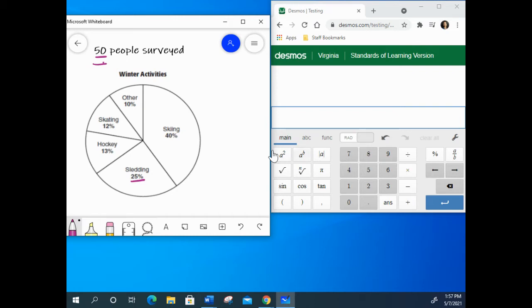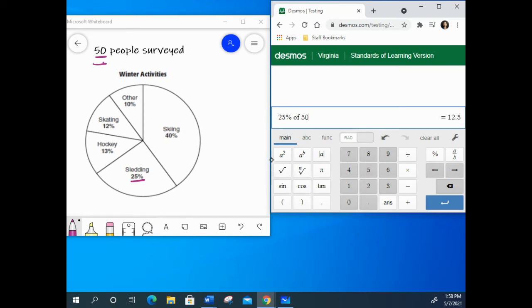It's very simple. All we have to do is put this in Desmos. So you definitely want to have your Virginia Desmos calculator up. What we're going to do is type in 25 and hit the percent sign. Notice how it automatically comes up with the word "of," because we're just trying to figure out what 25% of 50 is. So now I'm going to type in 50.